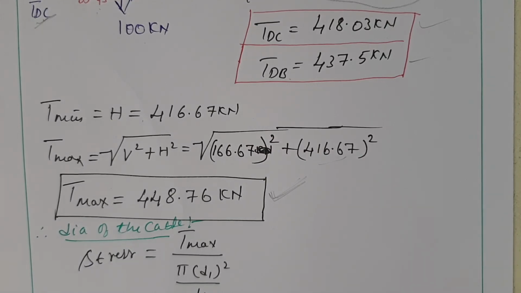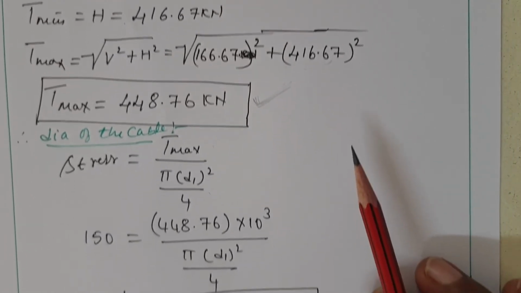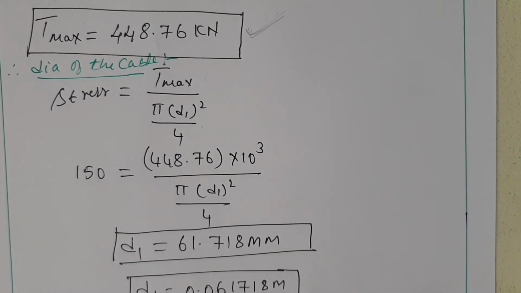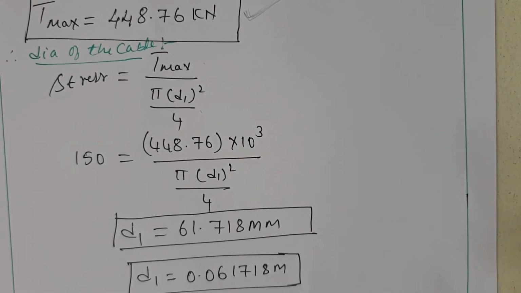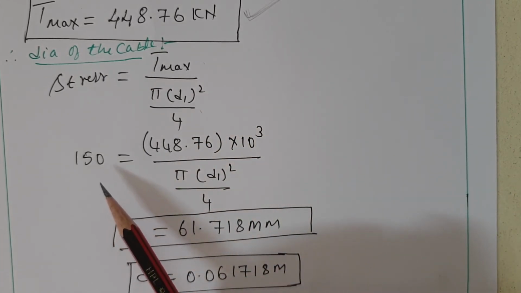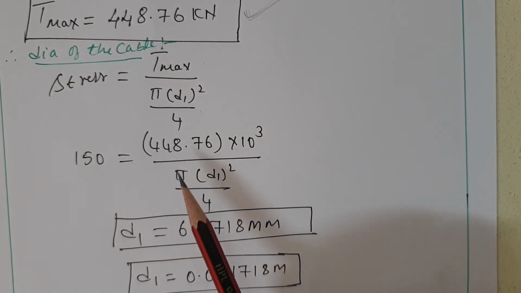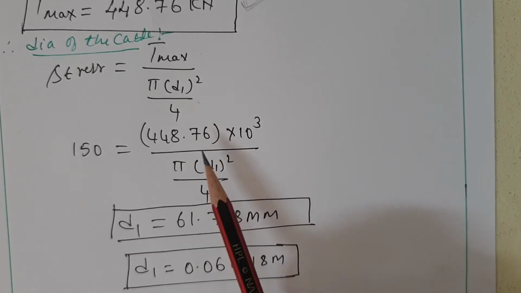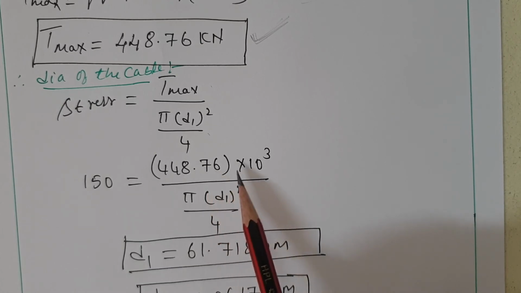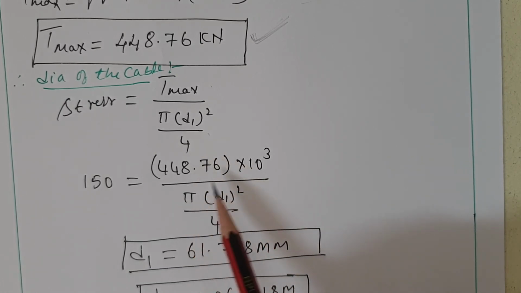So this is the maximum tension we got, 448.76. We know stress is equal to T maximum divided by the area of the cable, that is pi d square by 4. Here D1 I am considering as the diameter of the cable. Then the stress is given, it is 150 Newton per mm square. Then T maximum is the value we got here, 448.76, this is in terms of kilonewton.